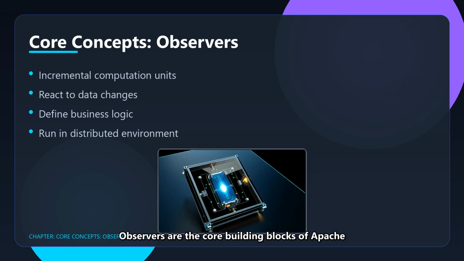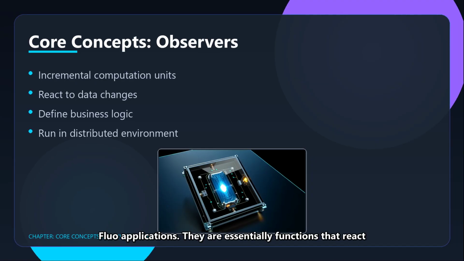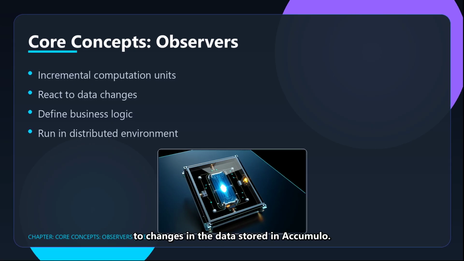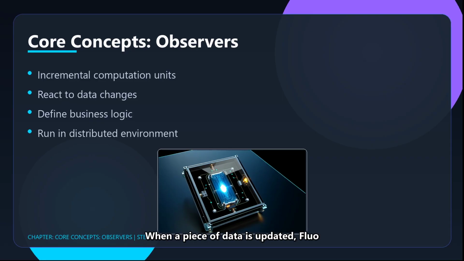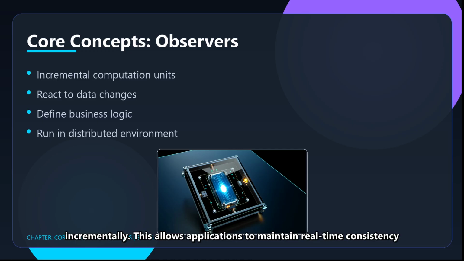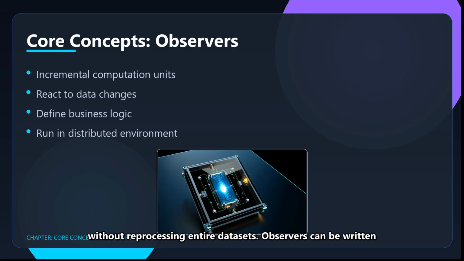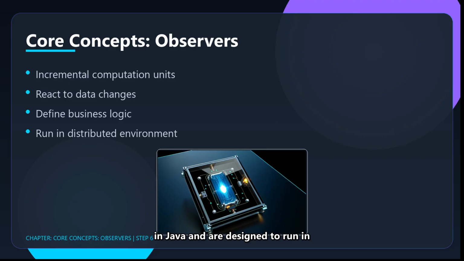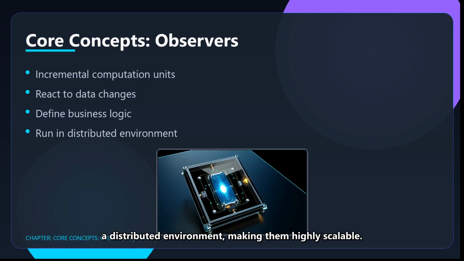Observers are the core building blocks of Apache Fluo applications. They are essentially functions that react to changes in the data stored in Cumulo. When a piece of data is updated, Fluo triggers the relevant observers to process that change incrementally. This allows applications to maintain real-time consistency without reprocessing entire datasets. Observers can be written in Java and are designed to run in a distributed environment, making them highly scalable.